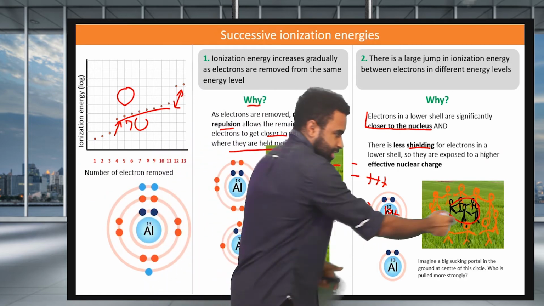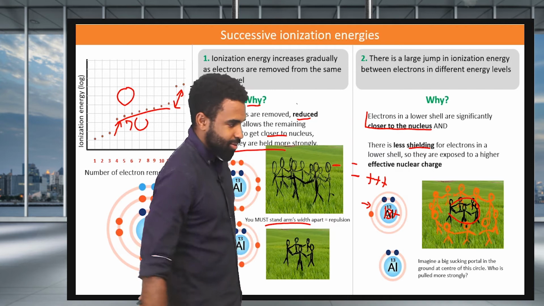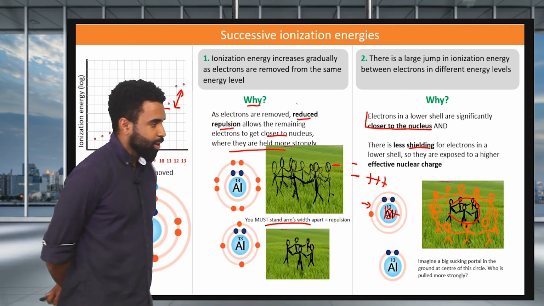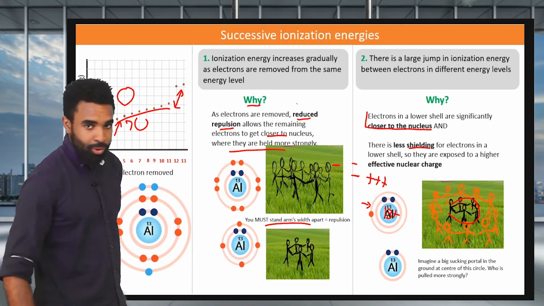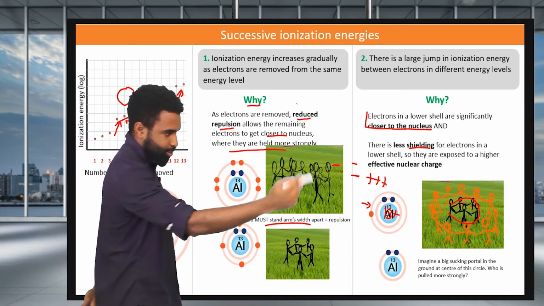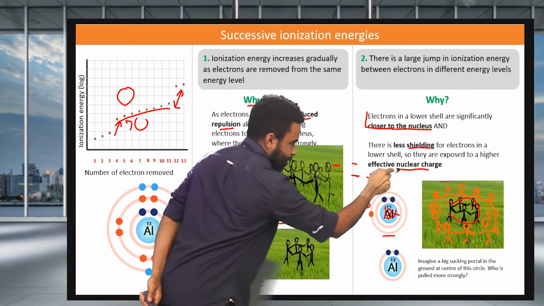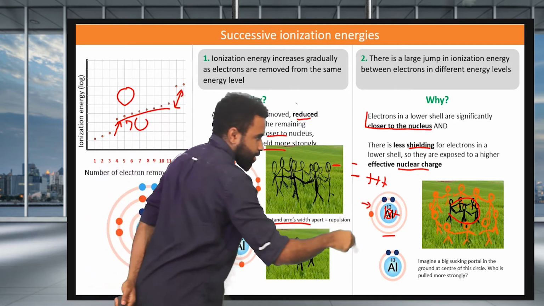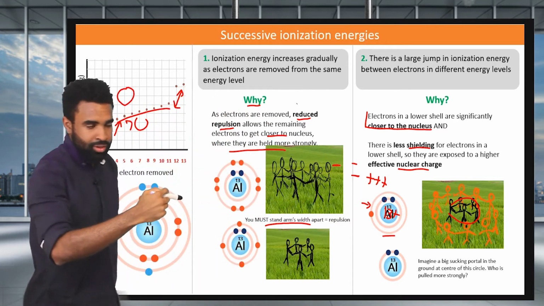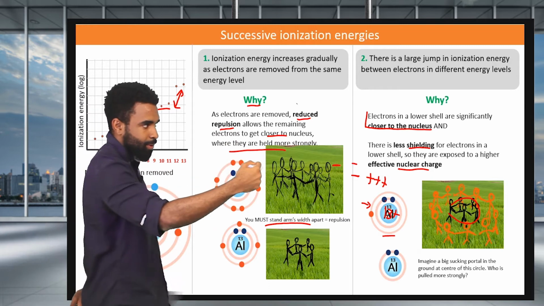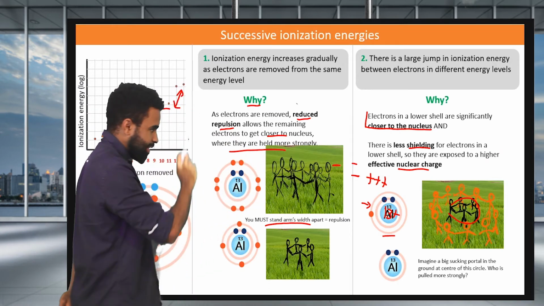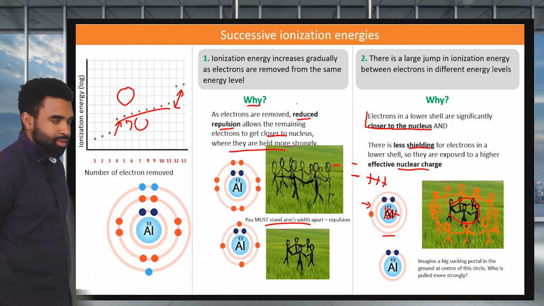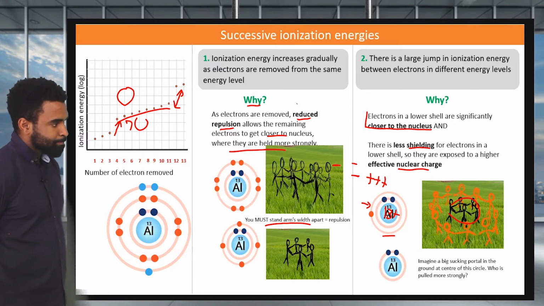And therefore, they shield the outer electrons from the pull of the nuclear charge. So the effective nuclear charge for the outer electrons is reduced. For the inner electrons, it's higher. Okay? So that explains these jumps, those two trends. Hopefully that makes some sense.